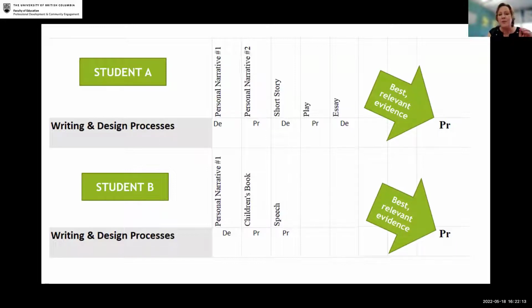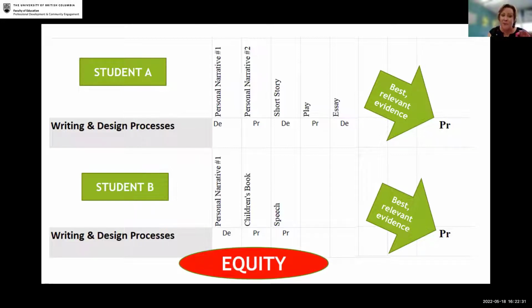But for both of these students, when I assess how they write, both of these students are proficient. One student did 6 pieces, the other did 3. There is still adequate evidence of learning. It's not about the number of learning opportunities, but it is about the quality of the learning opportunities. And that, friends, is the equity piece. Sometimes less works just as well as more.